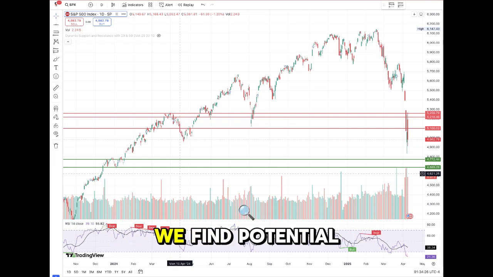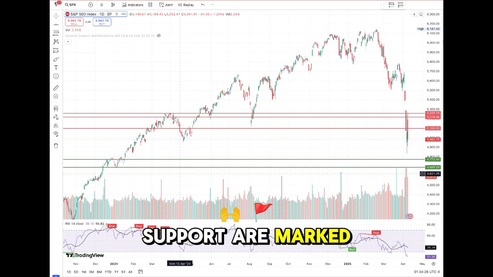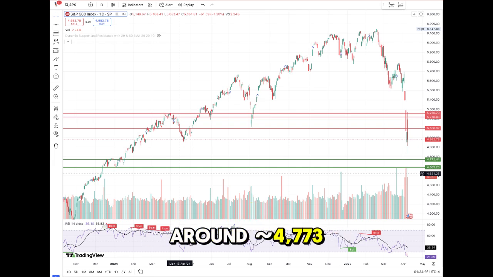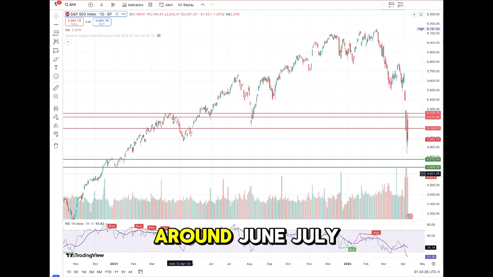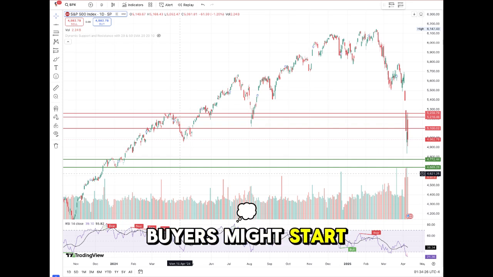Support. Where could we find potential footing? Based on previous price action, the next logical areas of potential support are marked here around 4,773. This aligns with swing lows we saw back in the July-August 2024 timeframe, and below that, around approximately 4,677. This corresponds to lows established earlier, around June, July 2024. These are the next key levels the bears will likely target and where dip buyers might start showing interest.